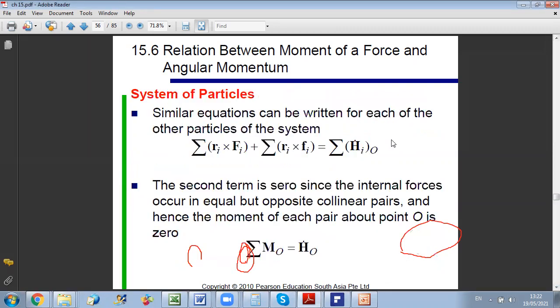I can say that if I take a system of particles, I can also write that the summation of moments about O is equal to the derivative of the angular momentum, because the term of internal forces will go away and only the moment of external forces remains. So in case I have a system of particles, I can say that the sum of moments about O is equal to the derivative of the total angular momentum.